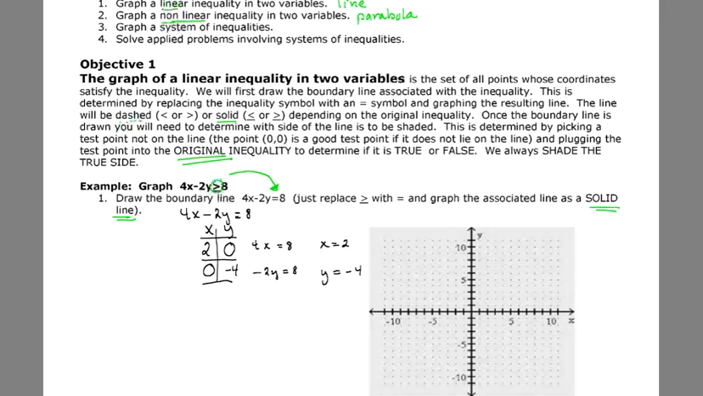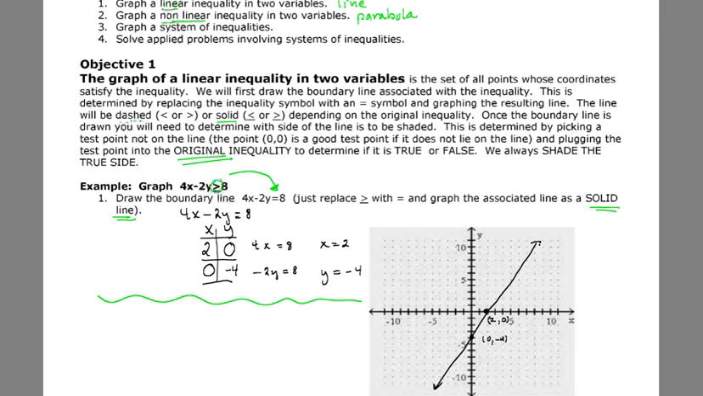So we can very easily get 2 points on our line to graph the boundary line. So let's come over here and graph it. I've got the point (2, 0), and I've got the point (0, -4). So that's my (2, 0), and that is my (0, -4). And I'm going to graph that boundary line as a solid line. So I'll do the best I can at graphing that as a solid boundary line.